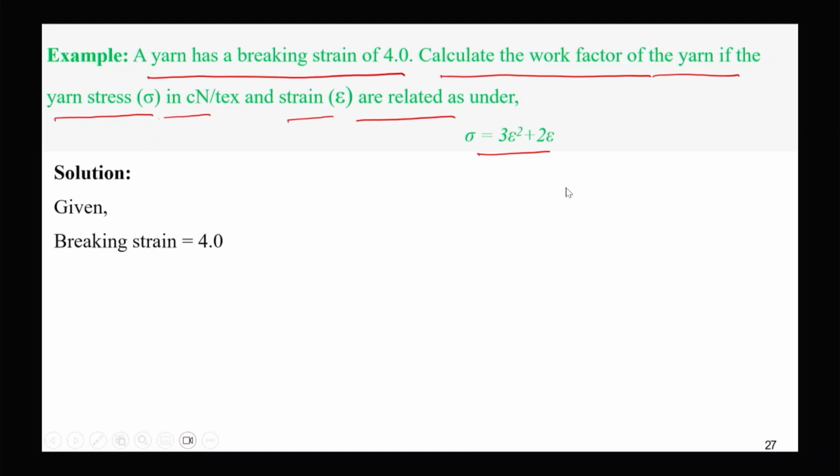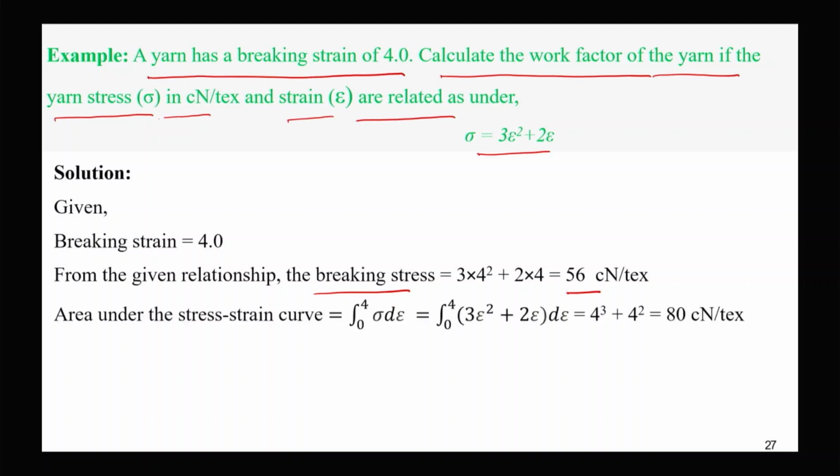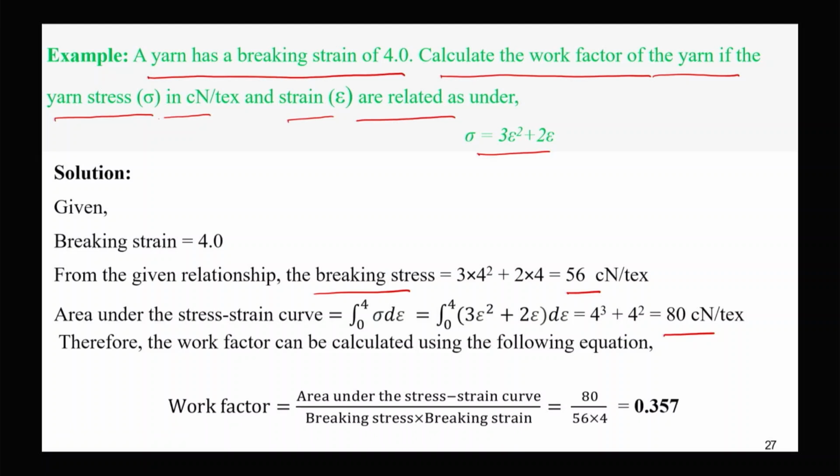This type of numerical we have already done. Breaking strain is given. The breaking stress is calculated as 56 centinewton per tex, and the area under the stress strain curve is 80 centinewton per tex, and from there we can get the work factor. The work factor is 0.357, so it's less than 0.5. From there we can actually guess the nature of the curve.